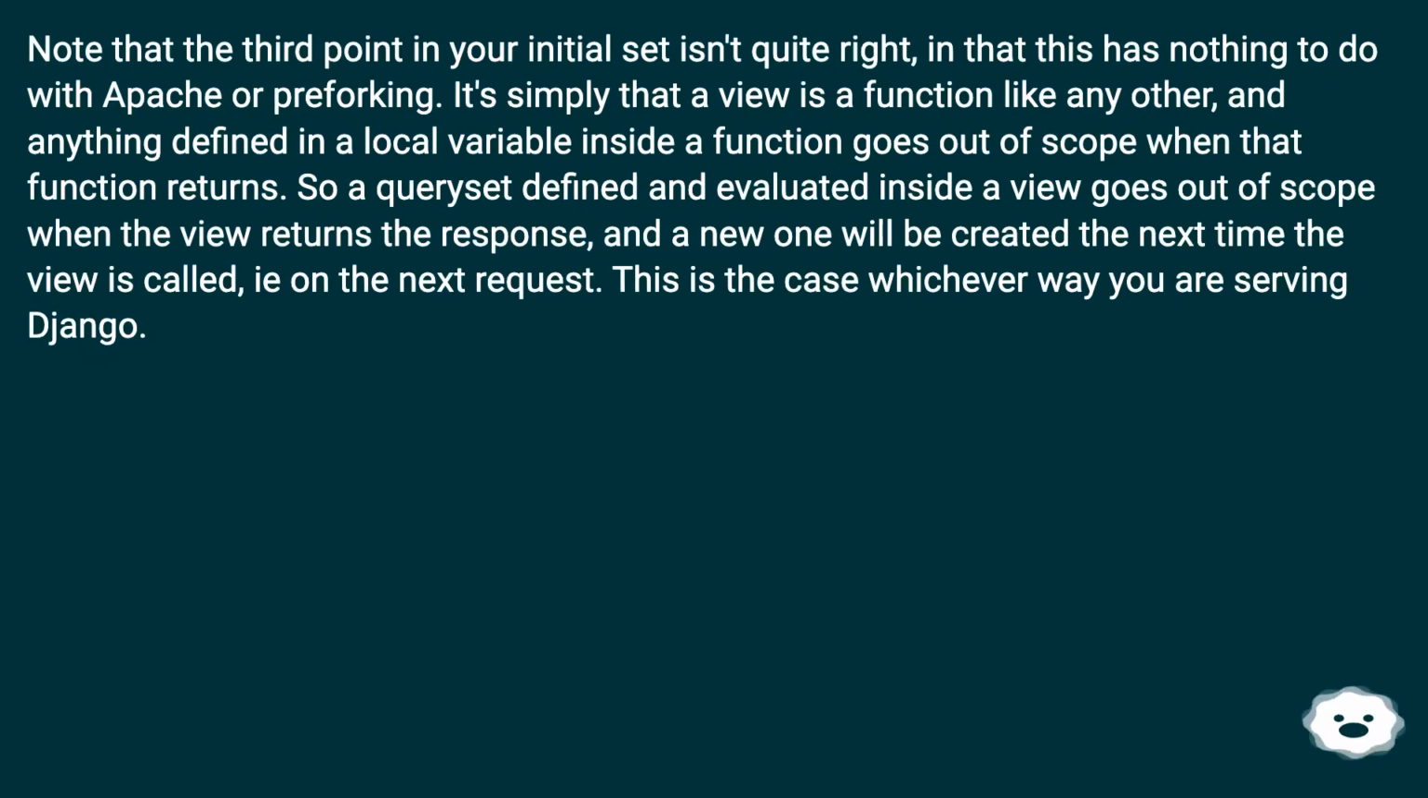Note that the third point in your initial set isn't quite right, in that this has nothing to do with Apache or preforking. It's simply that a view is a function like any other, and anything defined in a local variable inside a function goes out of scope when that function returns. So a queryset defined and evaluated inside a view goes out of scope when the view returns the response, and a new one will be created the next time the view is called, i.e. on the next request. This is the case whichever way you are serving Django.